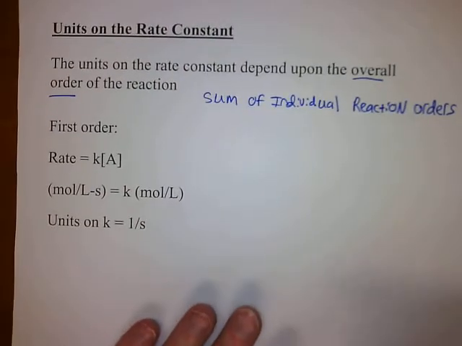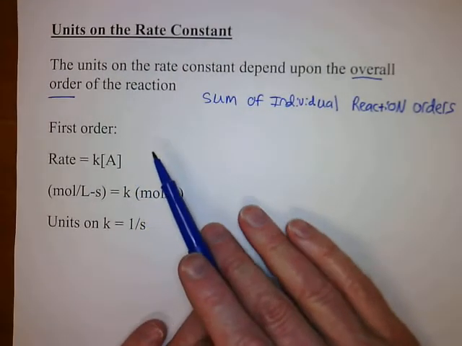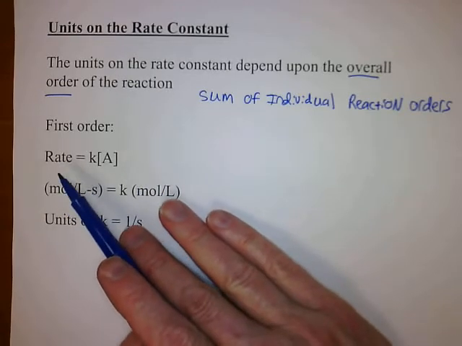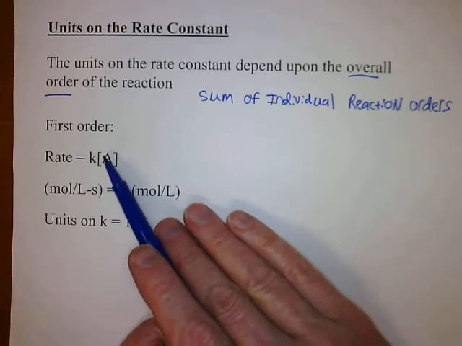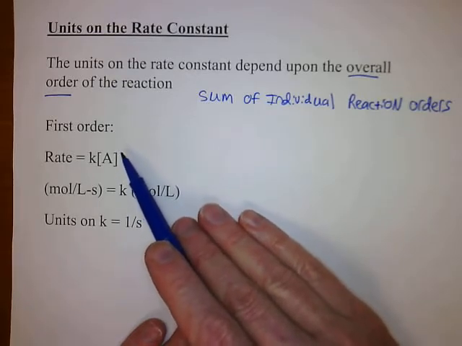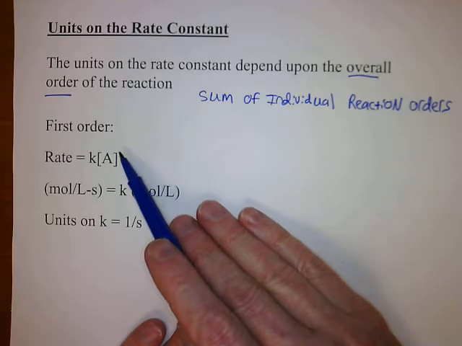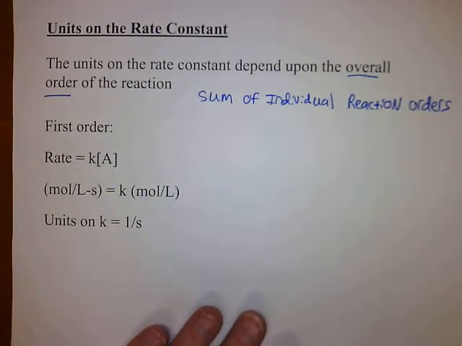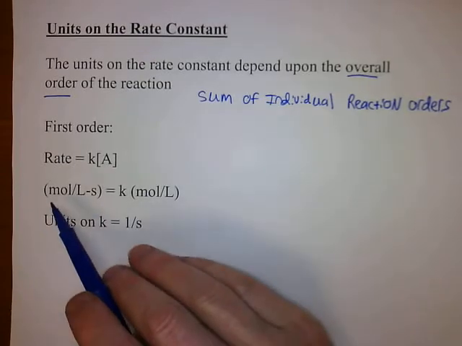All right. So if it's first order, let's talk about first order first. So first order, rate is equal to k times some concentration of A raised to the first power. If you don't see a 1, it's implied. You don't have to write a power of 1. Okay.